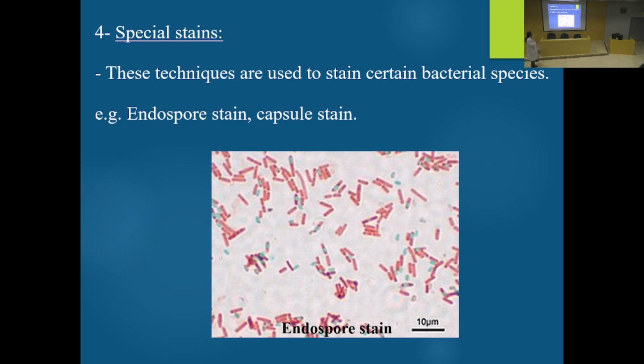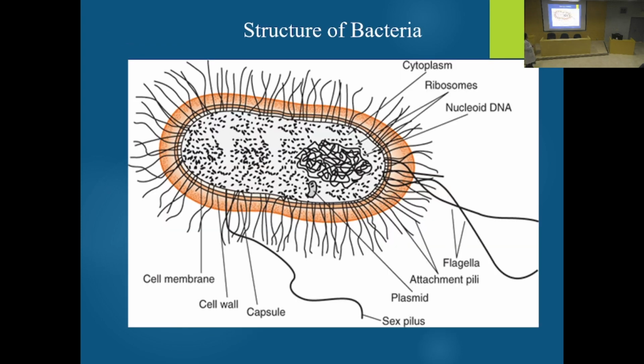Next is the special stain. If we want to look at flagella or the capsule, we use special stains for that. Those are called special stains: capsule stain, or spore stain for endospores and exospores, which you have studied in year 1, right? To look at the spores, we do special stains.